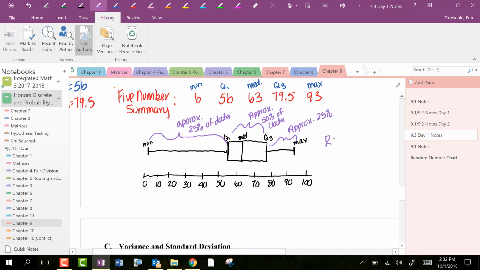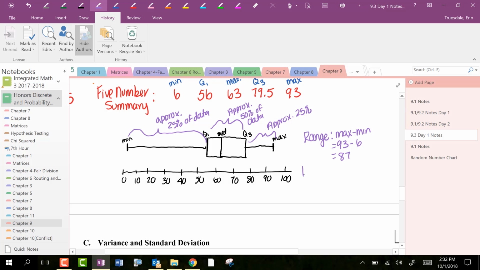If I ask for the range, range again is the max minus the min. So you would do 93 minus 6, and get 87. If I ask for the IQR, interquartile range, I defined it on the front for you. The interquartile range is Q3 minus Q1. So that is not going to be the same thing. That will be 79.5 minus 56, or 23.5.